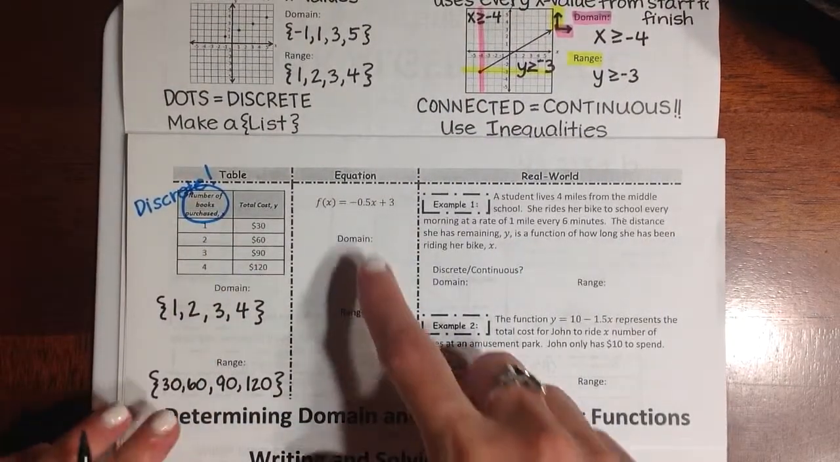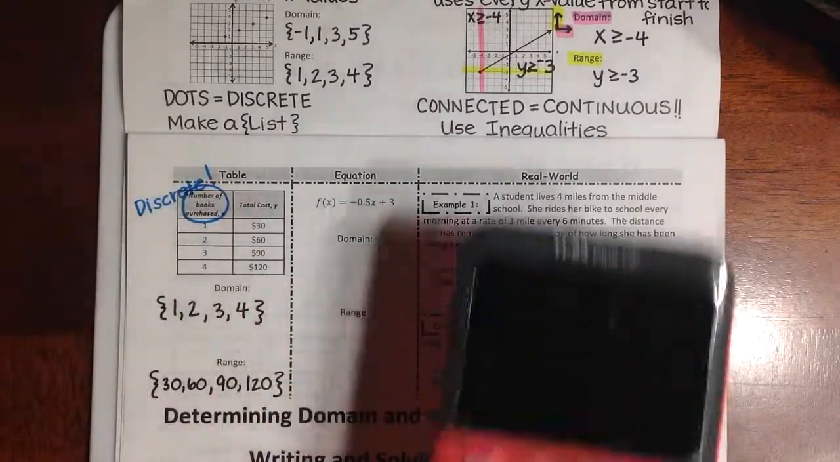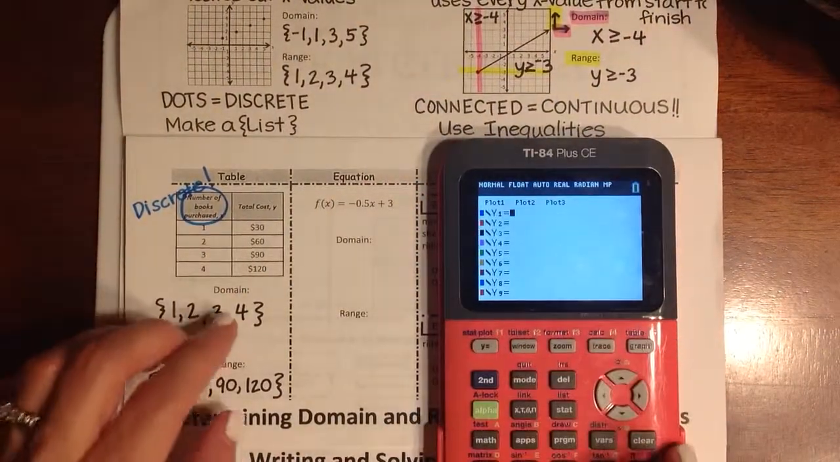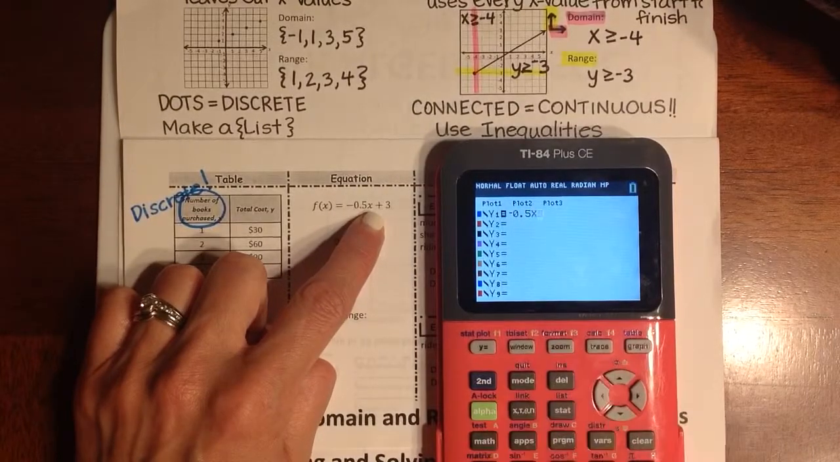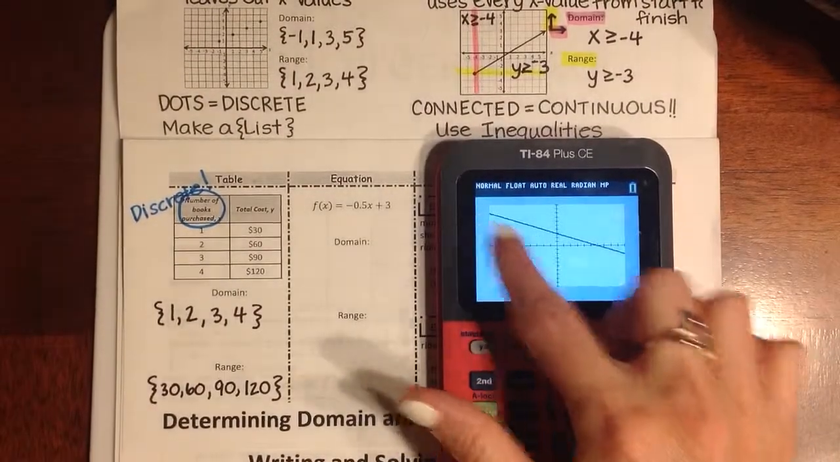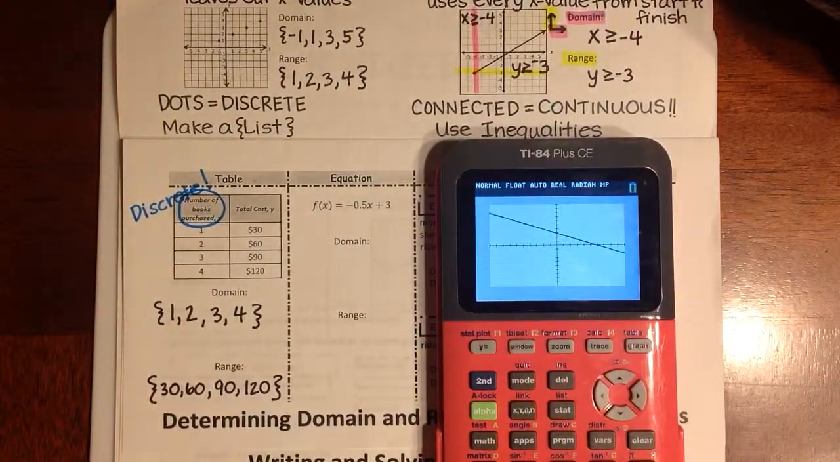And that's it. Okay, for an equation, the easiest way to get your domain and range is to use your calculator. So we're going to turn this on and we're going to go to y equals. And we're going to type in our function. And I'm going to graph it. And if I look at my graph line, just remember that your graph in your calculator goes forever in both directions. It doesn't stop.